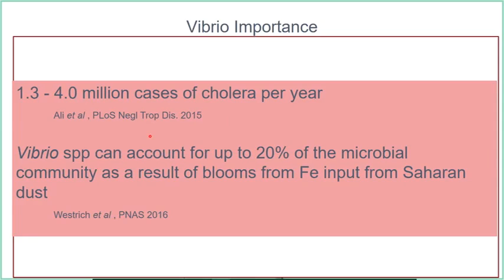And also importantly in the environment, Vibrios are really important in cycling of carbon in pelagic oceans. One of the things that's recently been found is that Vibrio species can account for up to 20% of the microbial community when they bloom. So where there's an import of iron from Saharan dust as it blows across, this causes massive blooms in Vibrio. And again, we don't know what's happening with these Vibrio in terms of their prophages.